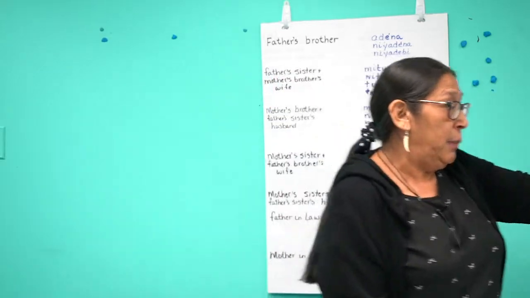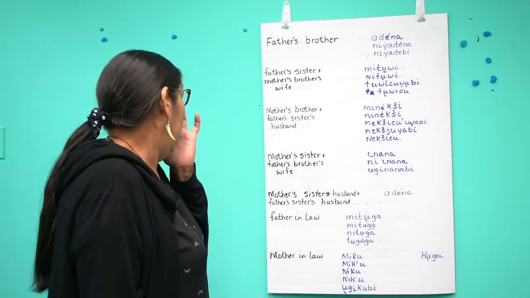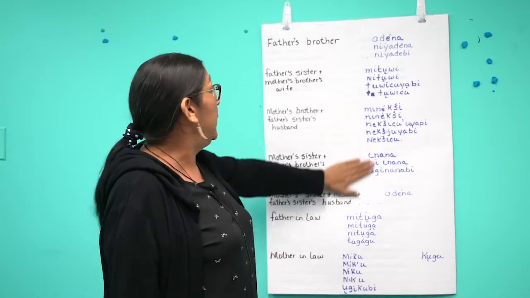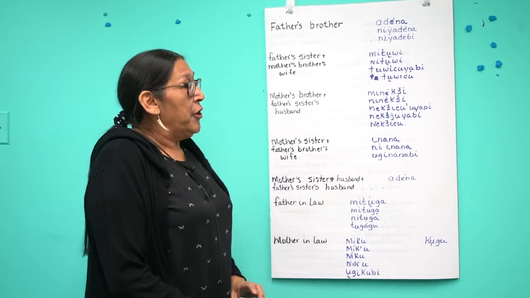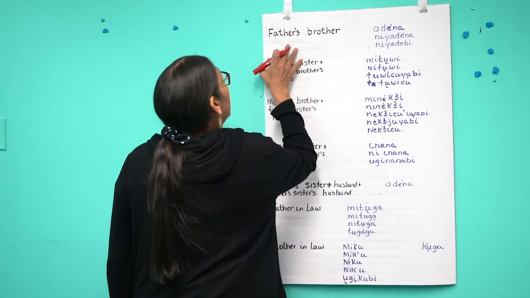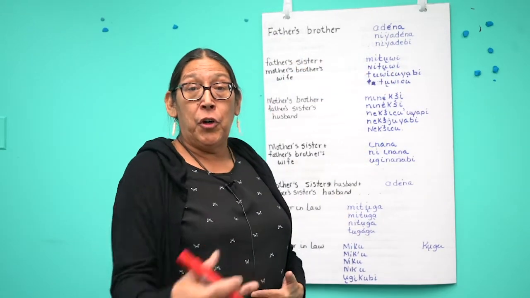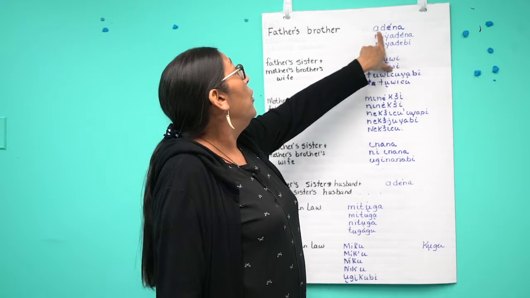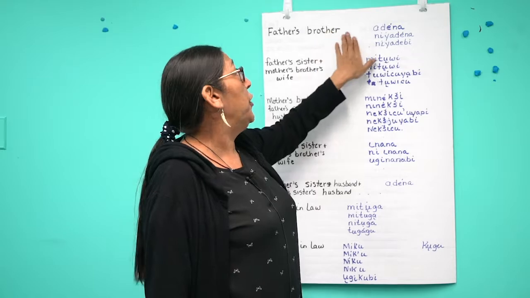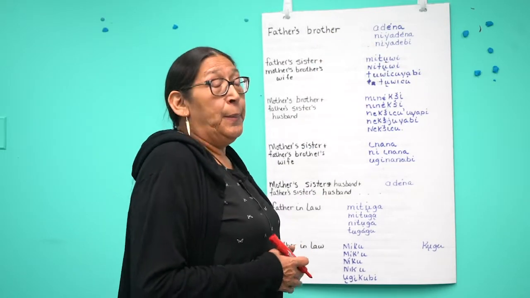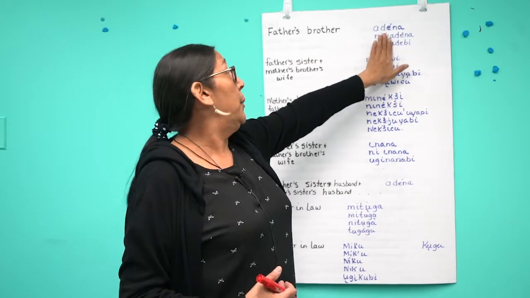Now we're going to get into a little bit more in depth with your female cousins and that. But let's talk about your father's brother. Your father's brother, whether you're male or female, would be your Adena. Because that's your father's brother, you don't call him Minikshi like you would call your other uncles.